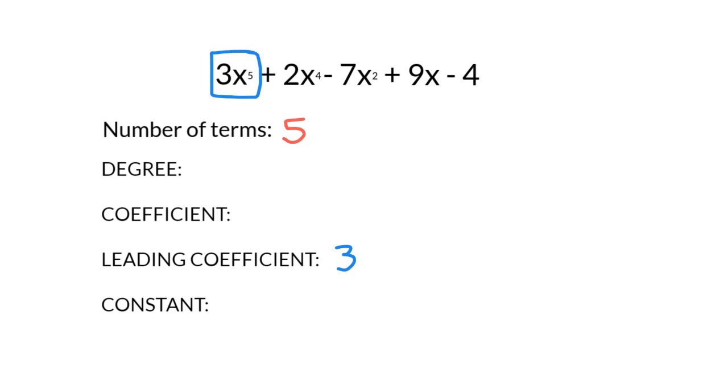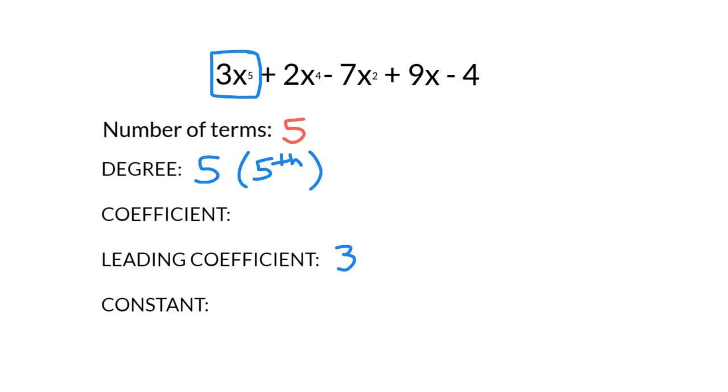This also tells us what degree the polynomial is. And the degree is the highest exponent on a variable in an expression. So this number right here, 5, is our degree. 5th degree, and we sometimes say it's a 5th degree polynomial, right?